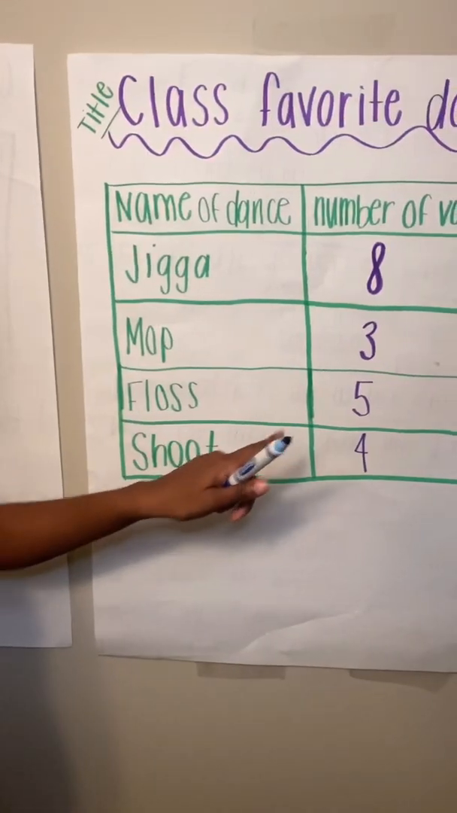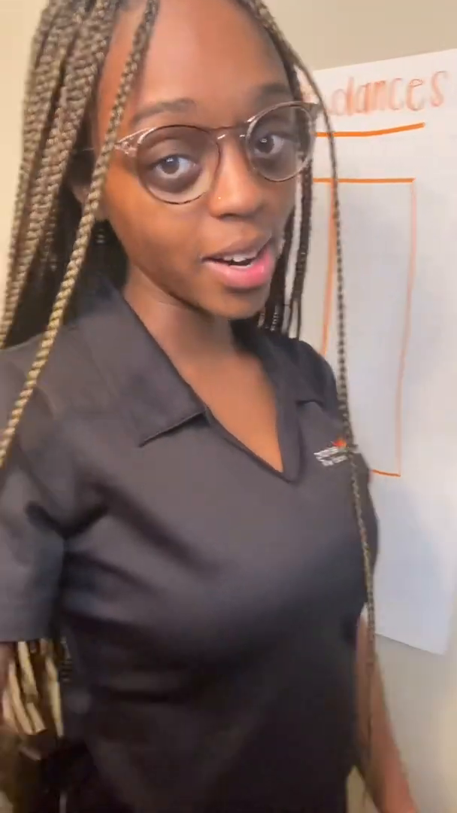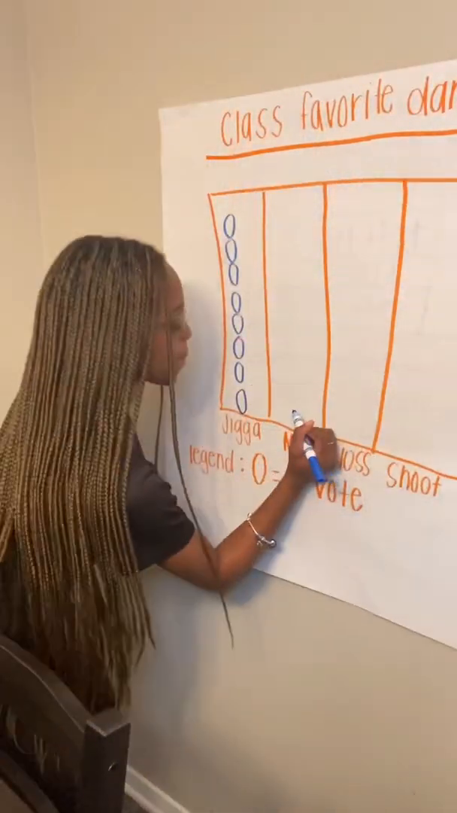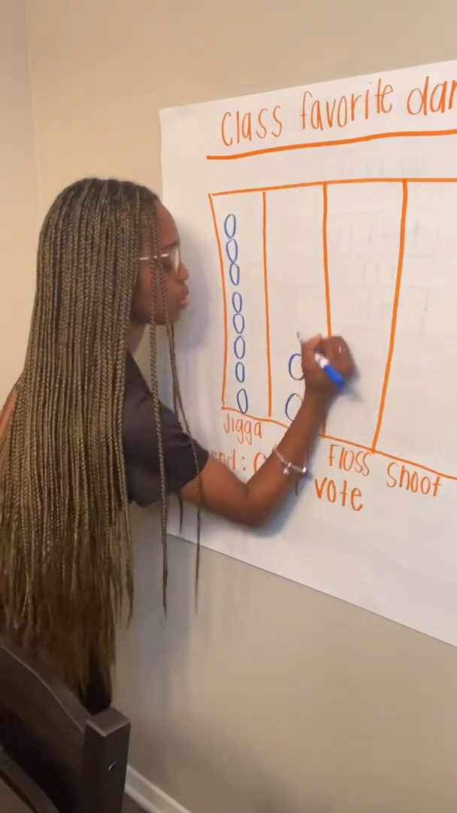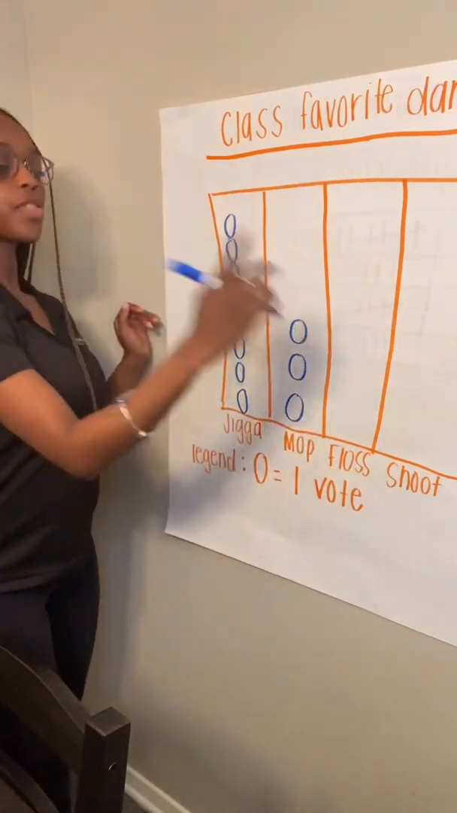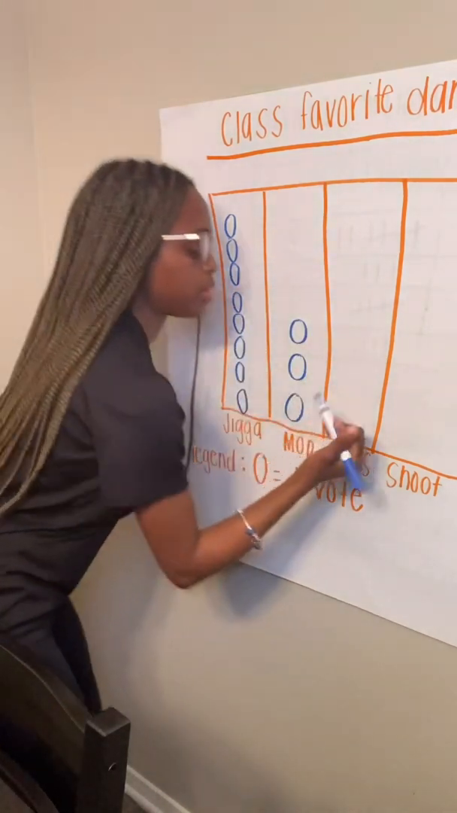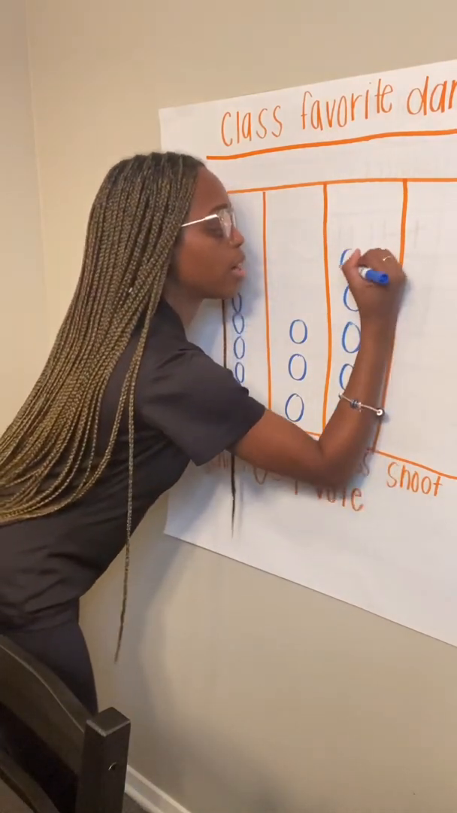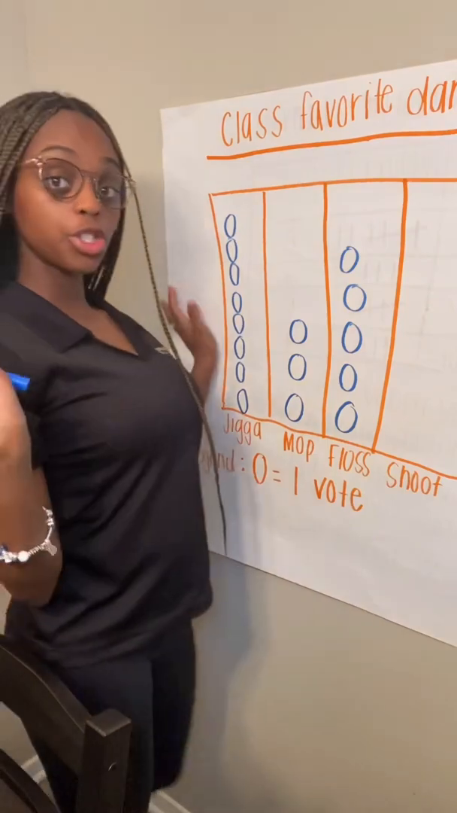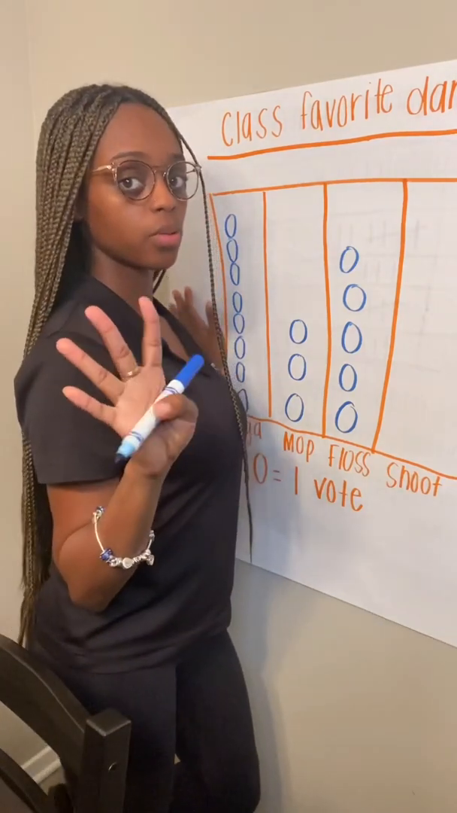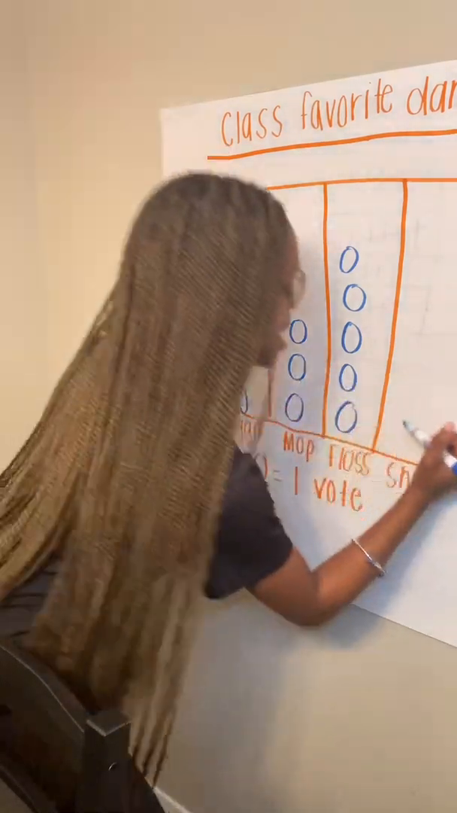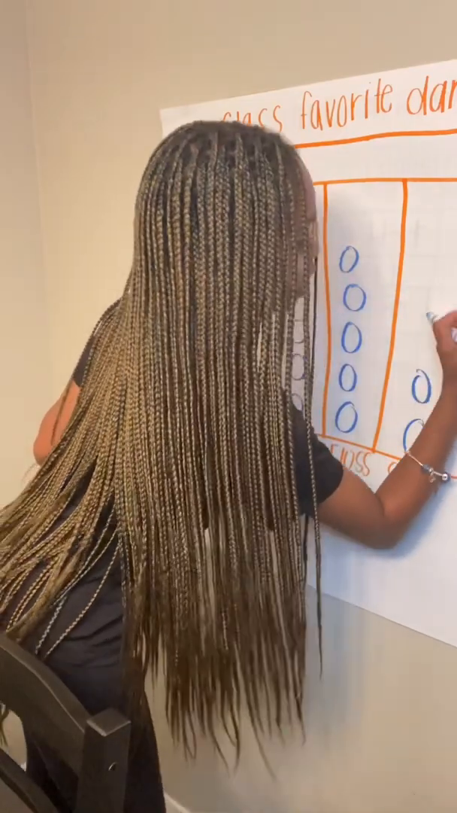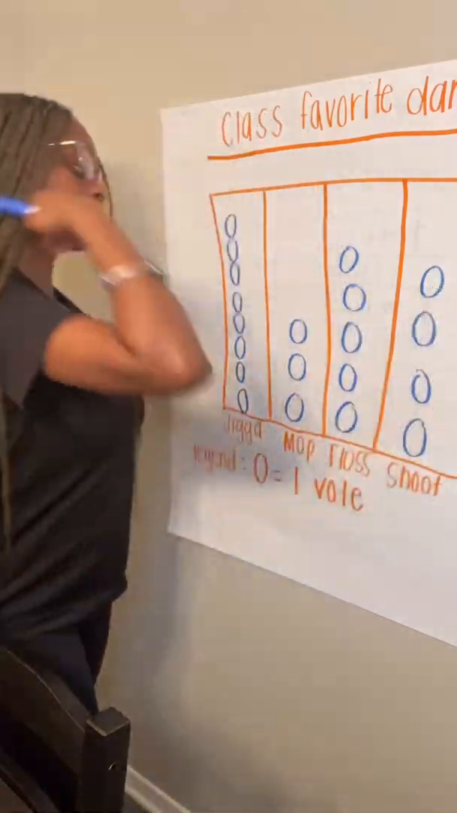Let's look back. Mop has 3 votes. So we'll draw 3 circles. 1, 2, 3. Floss has 5 votes. 1, 2, 3, 4, 5. And the Shoot Dance has 4 votes. 1, 2, 3, 4.